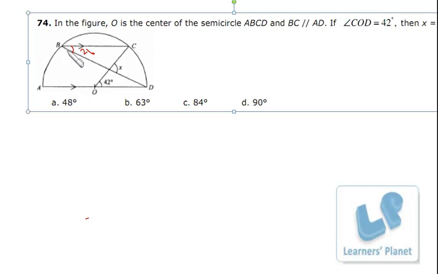First thing. Then this BC is parallel to AD, right? So we can see the shape of Z. So these two are alternate angles, and alternate angles are equal, right? So if it is 42, it has to be 42, right? Now this is exterior angle for this triangle BPC. So this exterior angle will be equal to sum of interior opposite angles, right? So X is equal to 21 plus 42, that is 63. Simple.